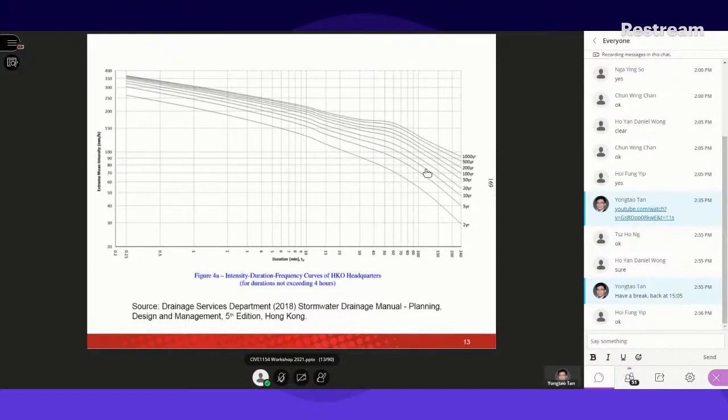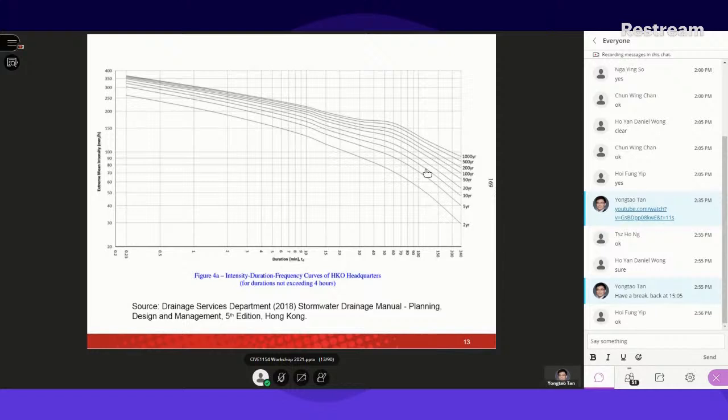And also this figure showing the IDF curves of Hong Kong Observatory headquarters for durations not exceeding 4 hours. Means not exceeding 4 hours. Okay.